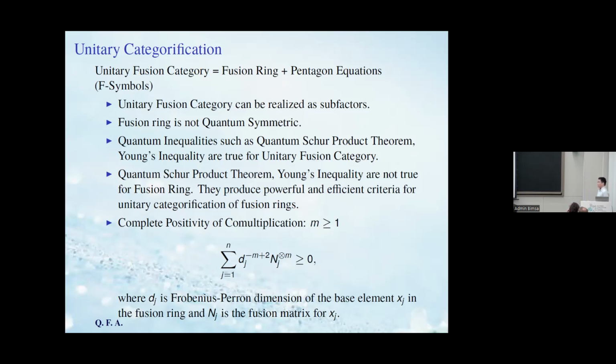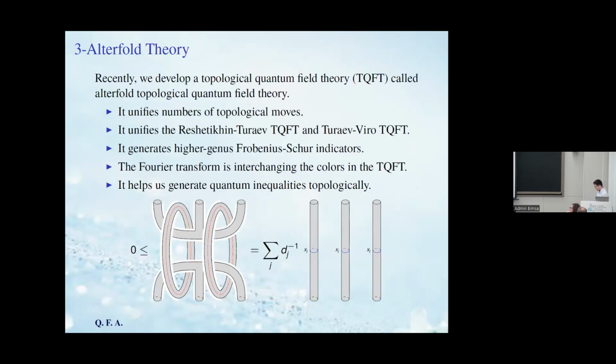And also, if we consider the dual of convolution, we actually get a complete positive map. But the complete positive map actually is not usually complete positive, especially for fusion ring. We will get this inequality, which is much more powerful than the quantum Schur product theory. Next, I would like to introduce a recent work about TQFT output.